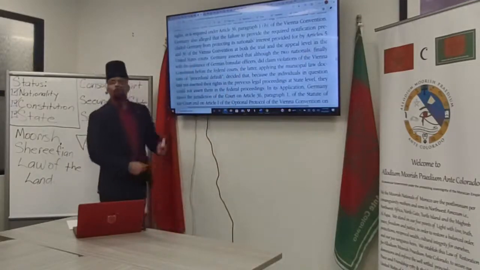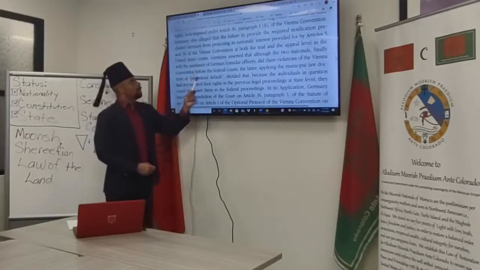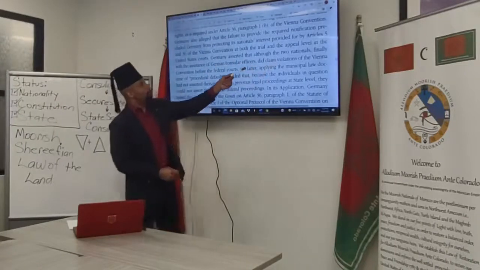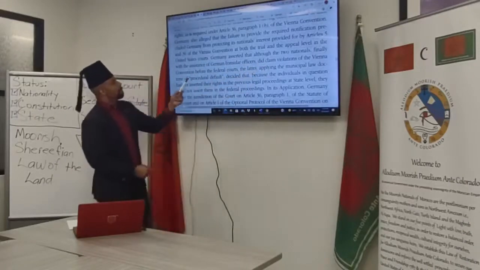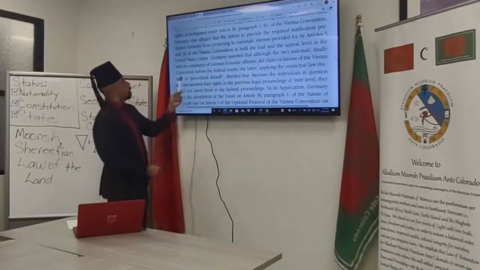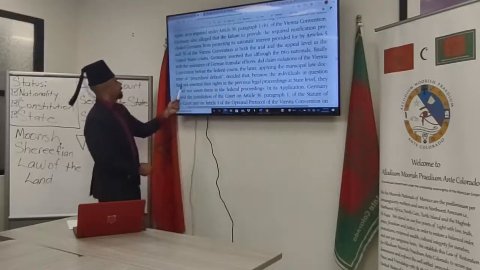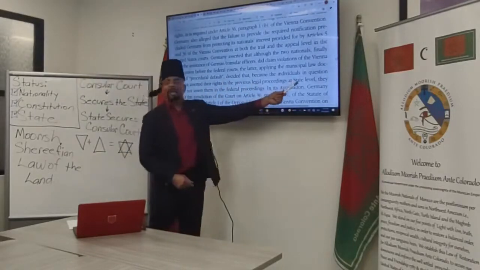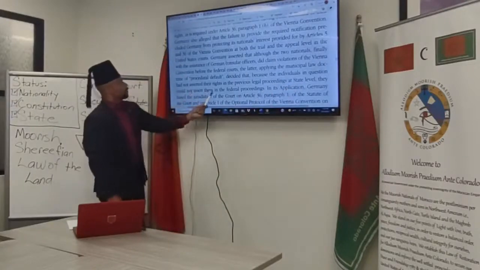And the United States courts. They ain't say United States of America. United States courts. Germany asserted that although the two nationals, finally with the assistance of German consular officers, did claim violations of the Vienna Convention before the federal courts, the latter, applying the municipal law doctrine of what's called procedural default, decided that because the individuals in question had not asserted their rights in the previous legal proceedings at state level, so in Arizona, they did not claim consular rights, or that they were Germans. They did not ask for consular relations to get involved. They could not assert them in the federal proceedings.